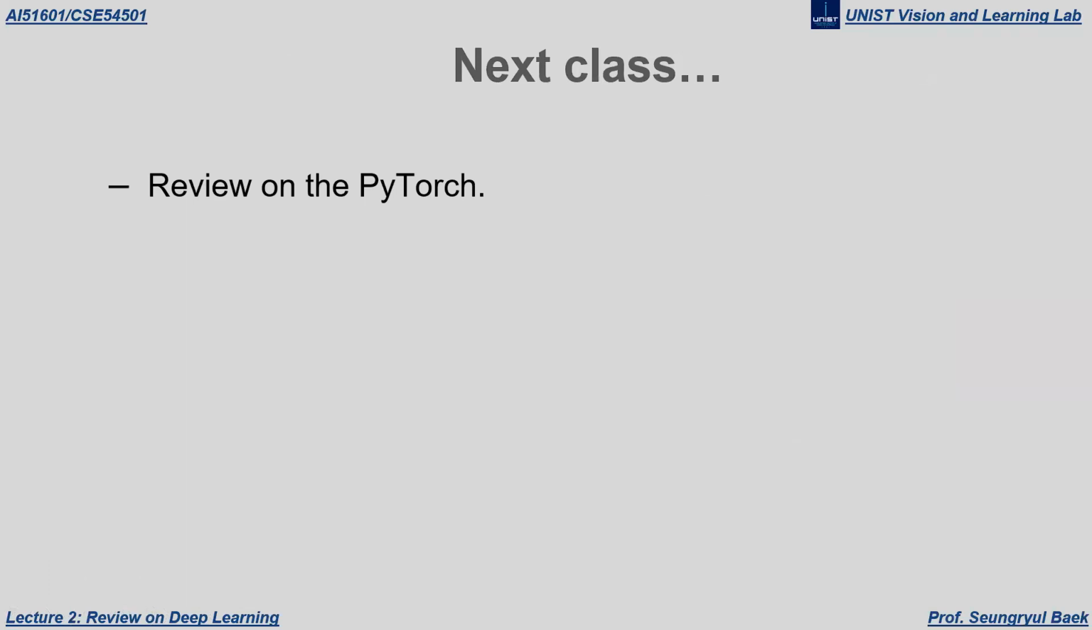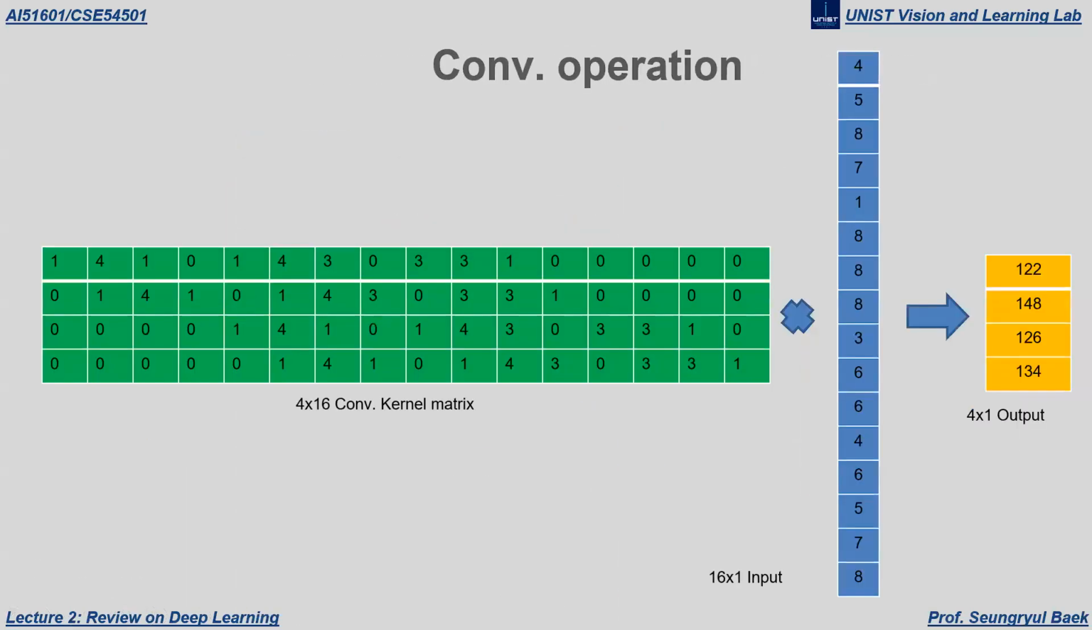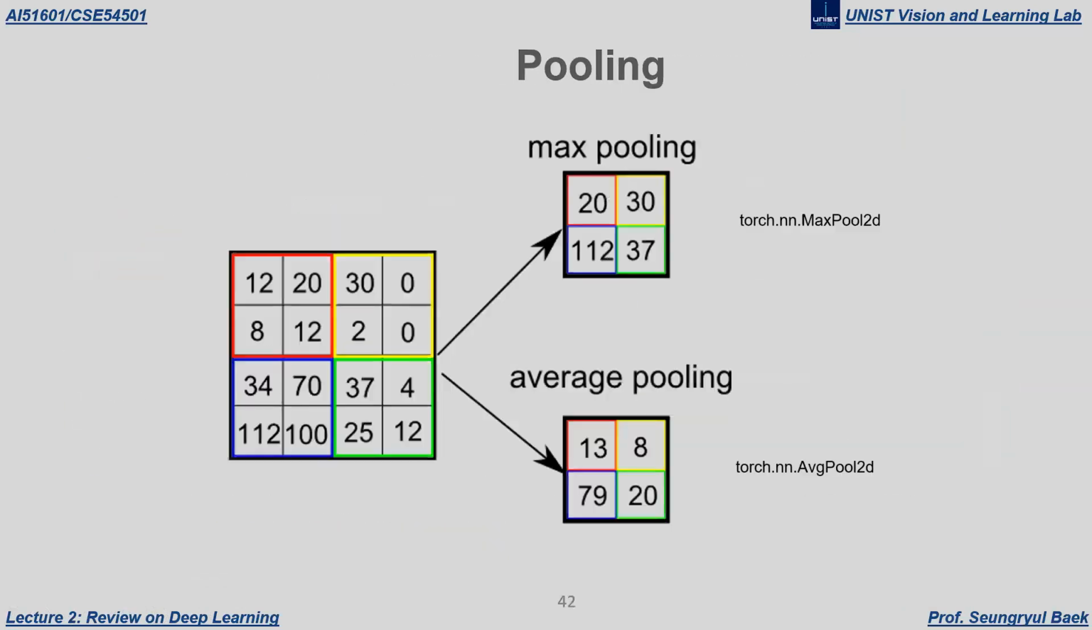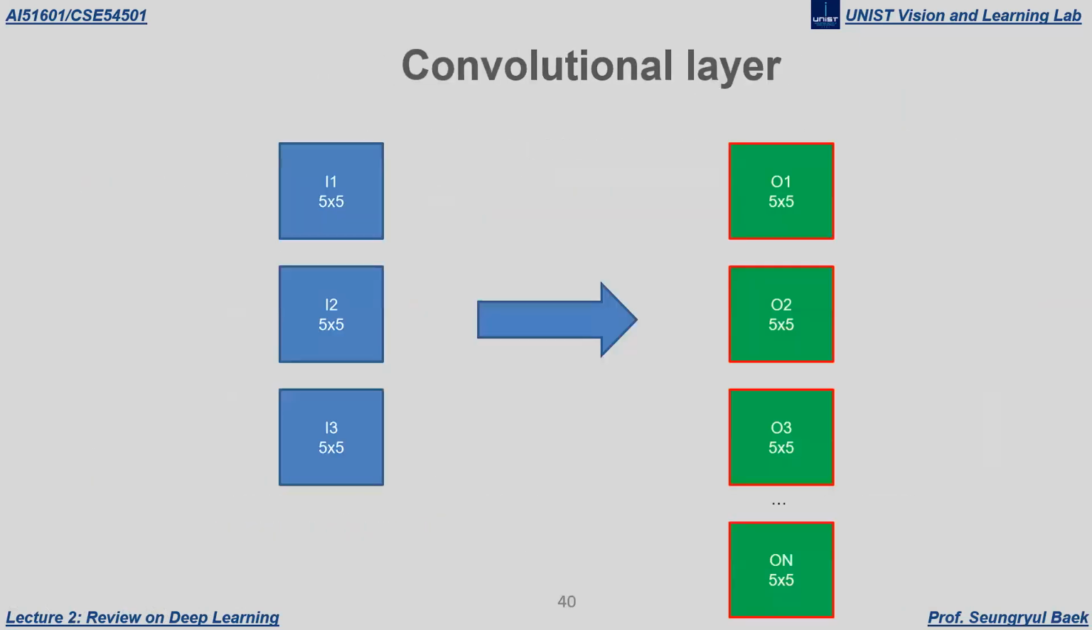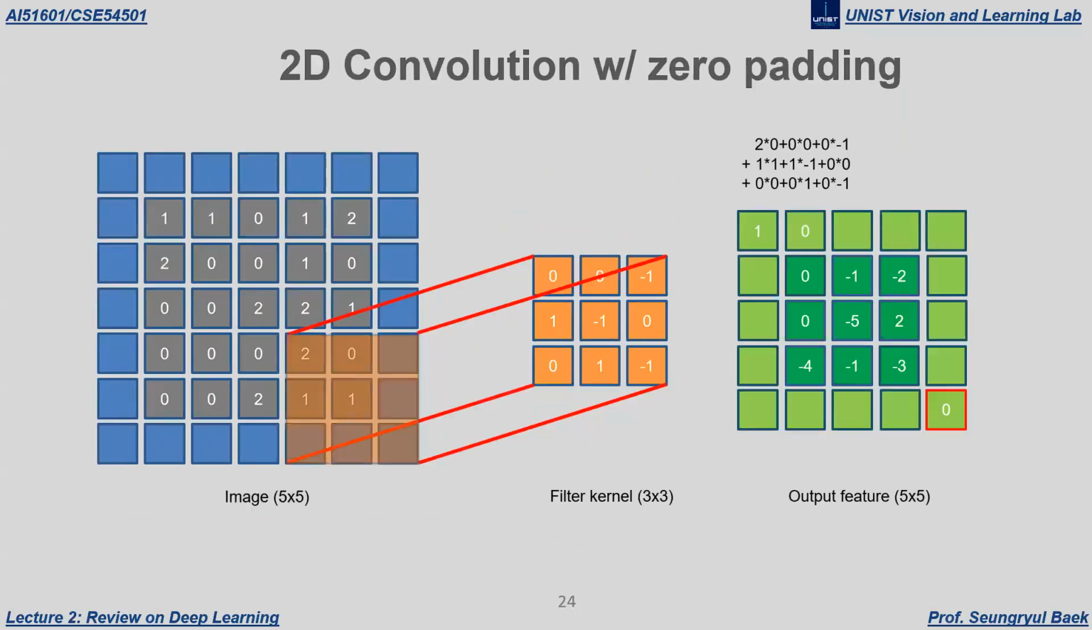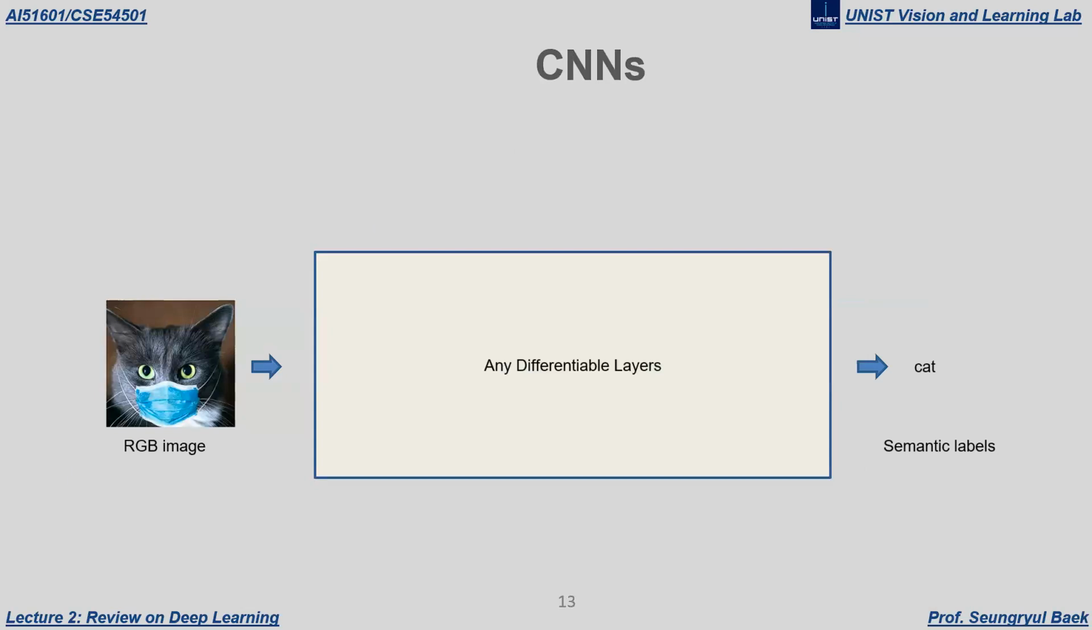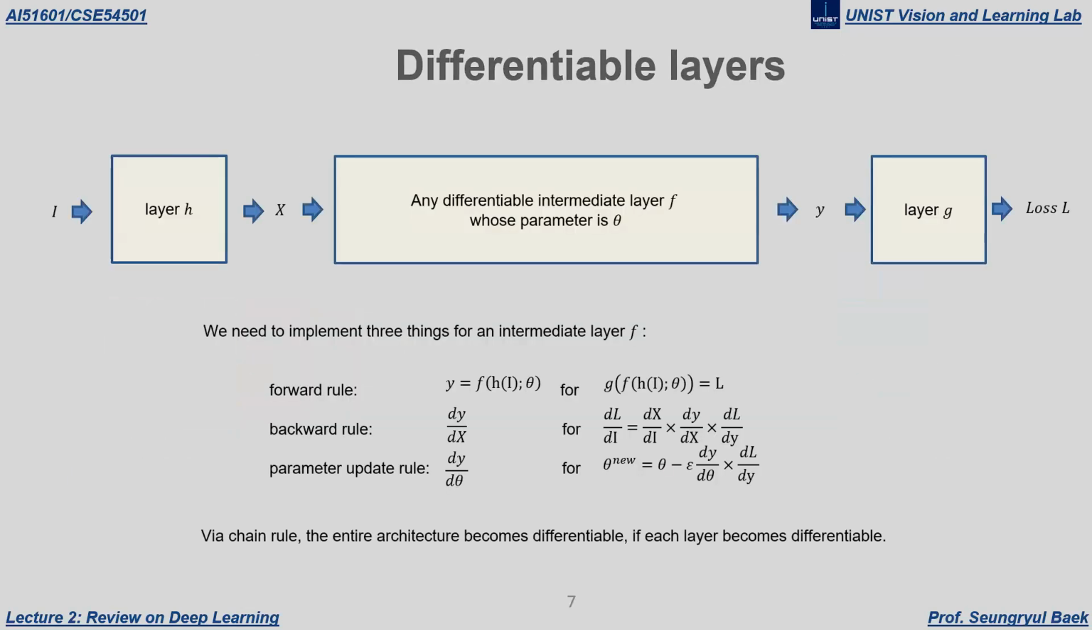Okay, I will skip this. So this was the review of the deep learning architecture. We learned which kinds of operations are inside the CNN. But I think the most important part in this class is this part. We have to have these three rules to make a layer embedded in the deep learning architecture. If individual layers are differentiable, having backward and parameter update rules, then the entire architecture becomes differentiable, and it can be trained.